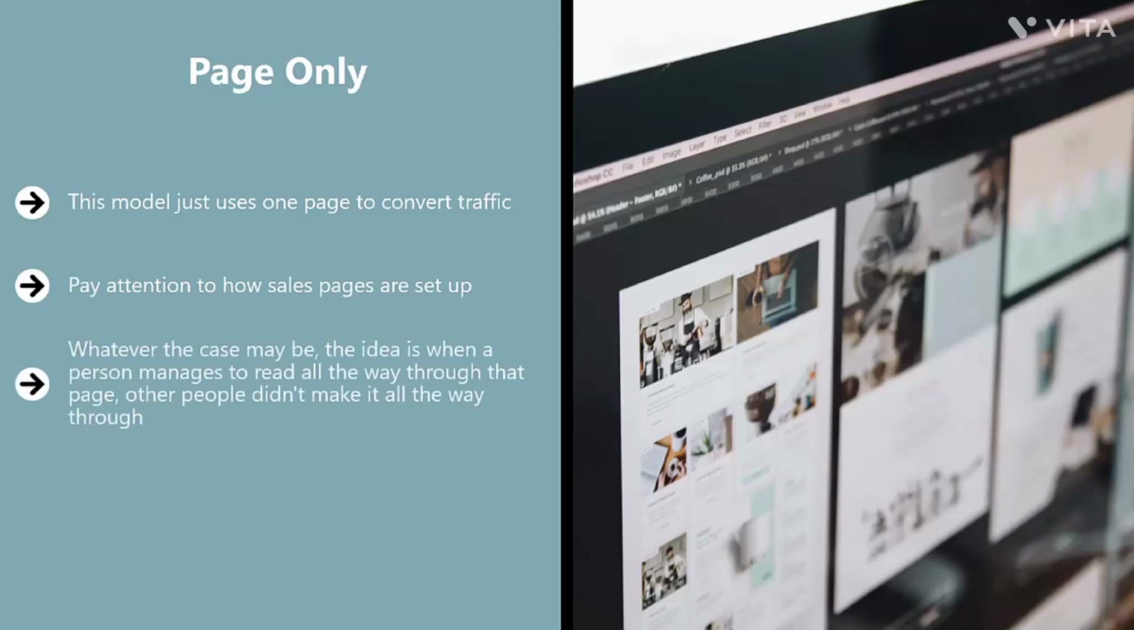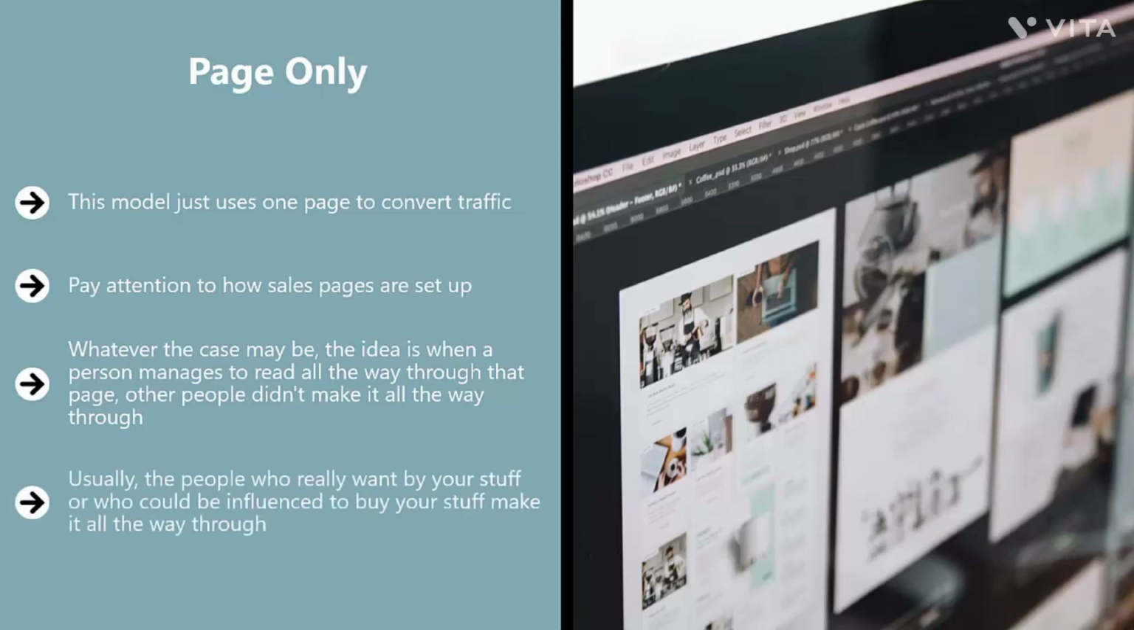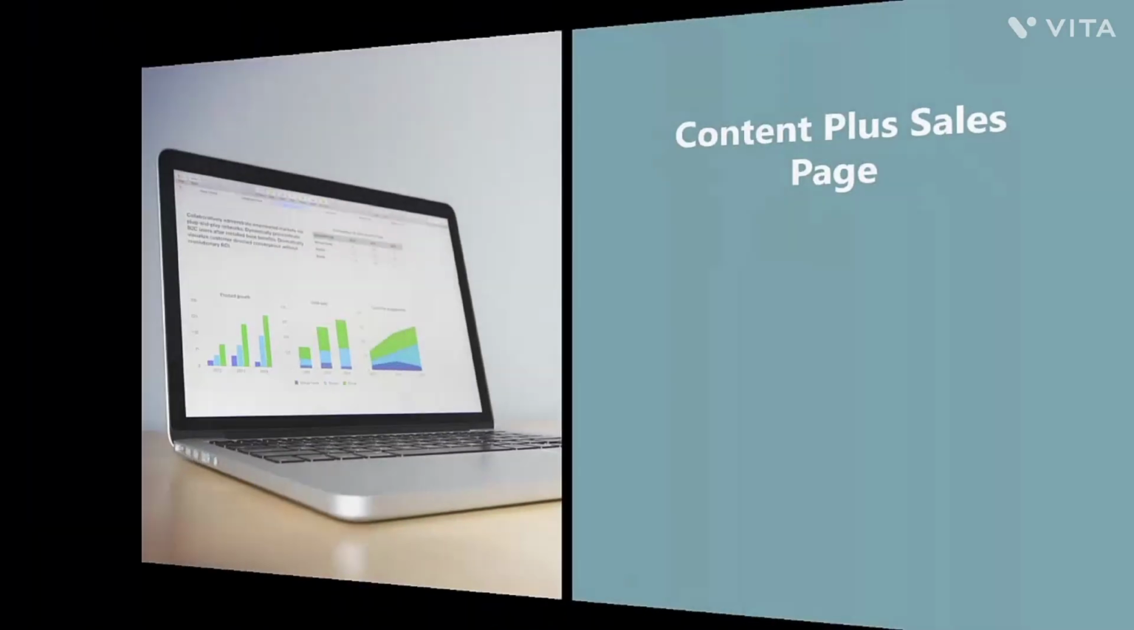Whatever the case may be, the idea is that when a person manages to read all the way through that page, other people didn't make it all the way through. In other words, that page acted as a funnel. Basically, it filtered people who were not really all that serious. Usually, the people who really want to buy your stuff or who could be influenced to buy your stuff make it all the way through. That's how you should set up your conversion page.